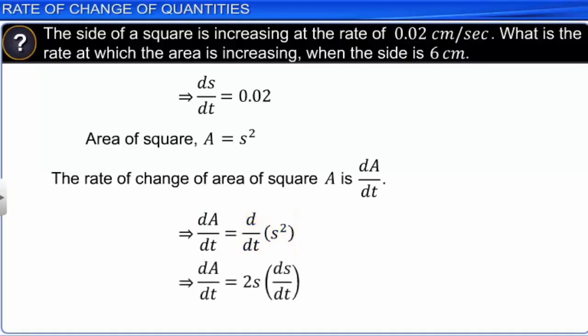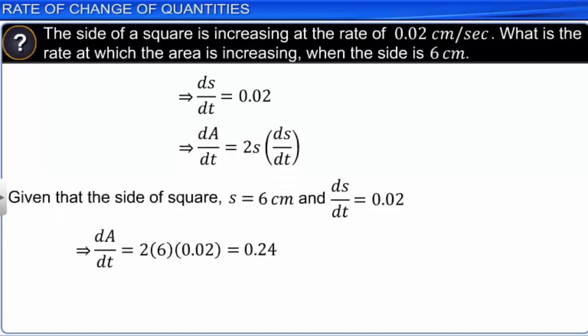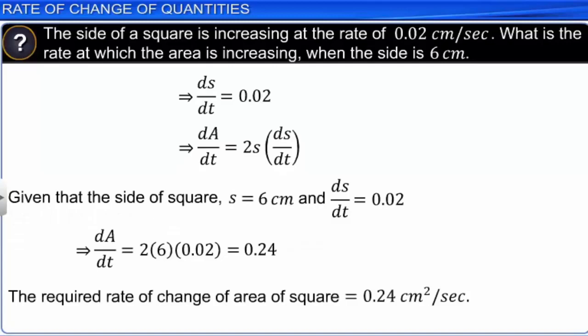On simplification, dA upon dt is equal to 2s into ds upon dt. Given that the side of the square is 6 centimeters and ds upon dt is equal to 0.02, hence dA upon dt is equal to 2 into 6 into 0.02, that is 0.24. The rate of change of area of the square is 0.24 centimeters square per second.